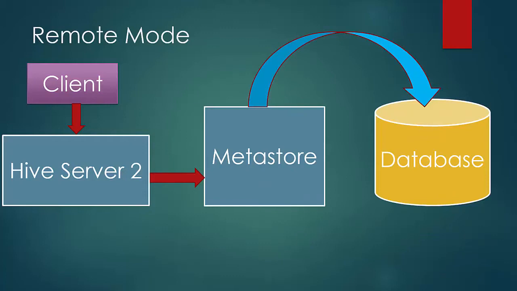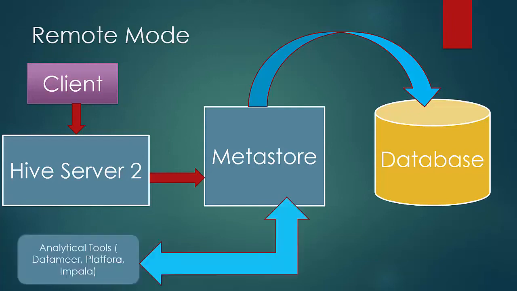When Hive is implemented as a remote mode setup, analytical tools such as Datameer, Platfora, or Cloudera Impala communicate with the metastore via a Thrift Network API. This is configured by a property, hive.metastore.uris. We will exchange the metastore host as well as the port where the metastore is listening with other analytical tools like Datameer and Platfora so that they would be able to communicate to the metastore.